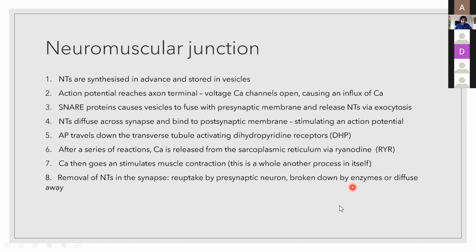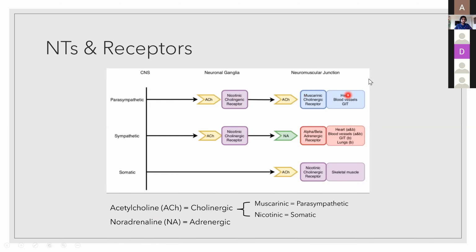And now let's look back at, okay, we know what happens at one junction. What are the specific effects on the organs with the different types of systems? Once again, remembering, and I'm going to keep emphasizing it: acetylcholine, cholinergic; noradrenaline, adrenergic; and then remembering the subtypes. It's muscarinic, it's not voluntary muscle movements, so it must be the parasympathetic, and then nicotinic is with the somatic.